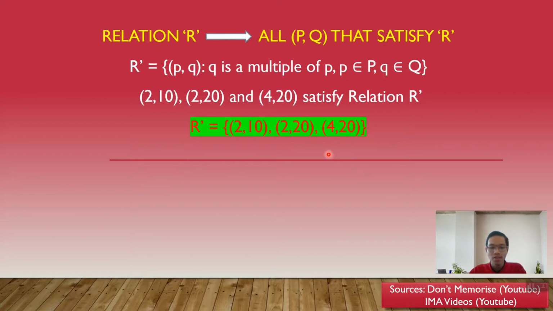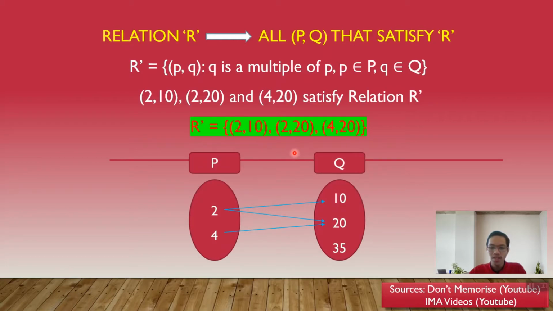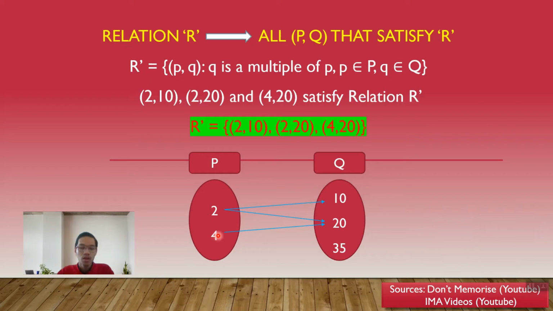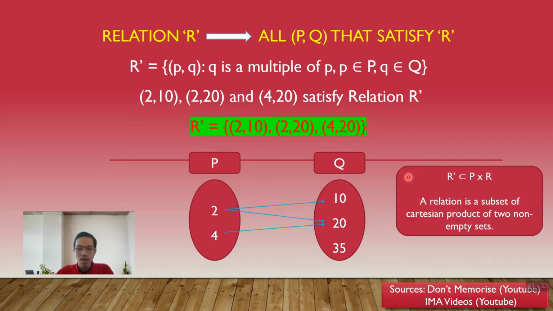So, from the Cartesian product on the previous slide, we see that only 3 ordered pairs satisfy the relation, where 10 is a multiple of 2, 20 is a multiple of 2, and 20 also is a multiple of 4. And we notice that all the members of this relation will be inside P cross Q. So from here we know that a relation is a subset of the Cartesian product of those two sets. This is what I'm trying to tell you. A relation is a subset of the Cartesian product of two non-empty sets.